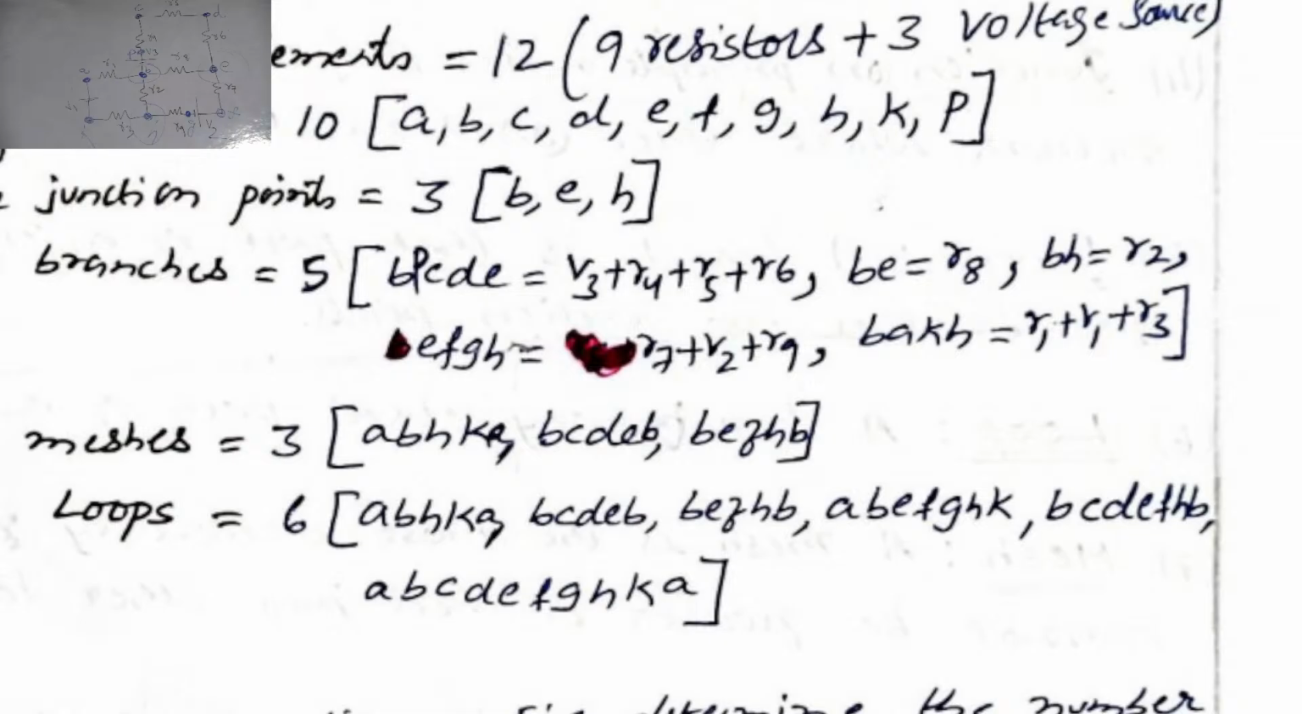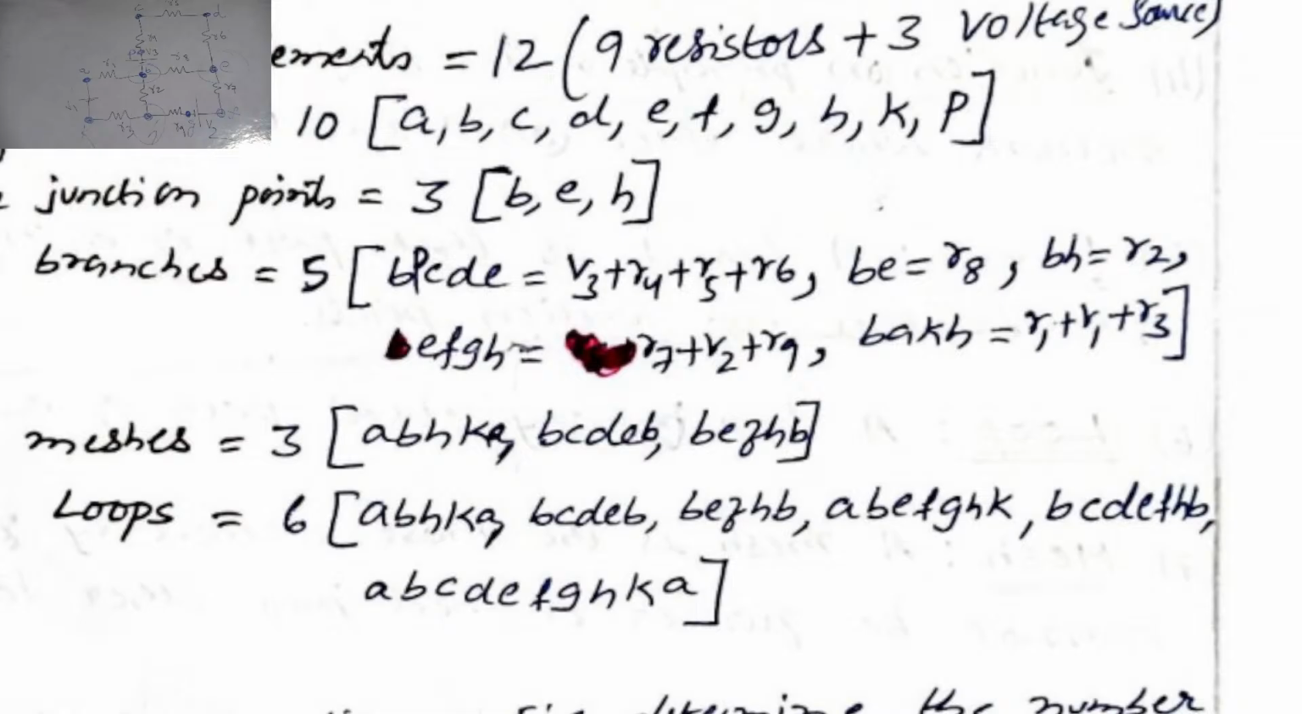Third one, E. How many elements are joined at E? 3. What are they? R6, R8, R7. So I call it a junction.